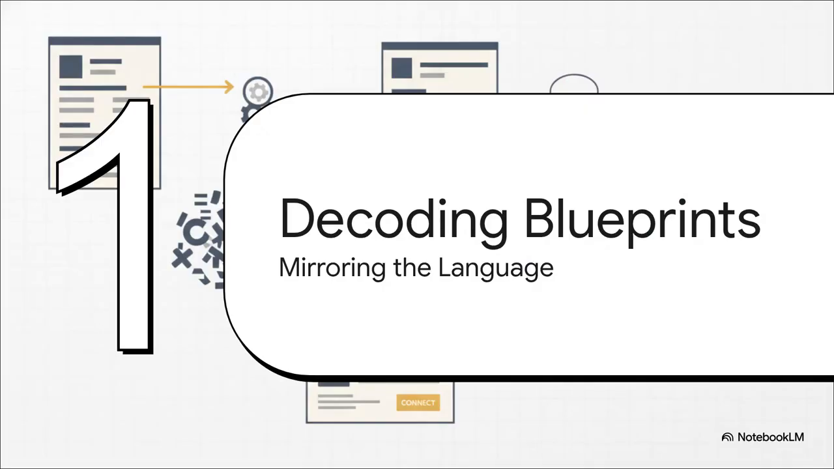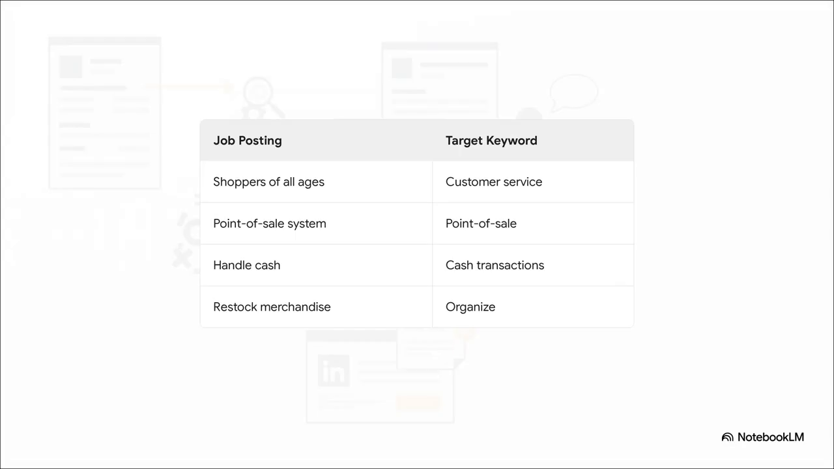Moving right along to Section 2, decoding the job blueprint. Our source material completely reframes how you should look at job descriptions. They aren't just a list of demands, they are literal blueprints. Think of it like an open book test. If a posting for Riverside Books asks you to handle cash, restock merchandise, and use a point-of-sale system, the employer is just handing you the exact target keywords you need. Your job is to naturally weave those precise terms right into your experience. It's like a giant puzzle where they gave you the answer key.